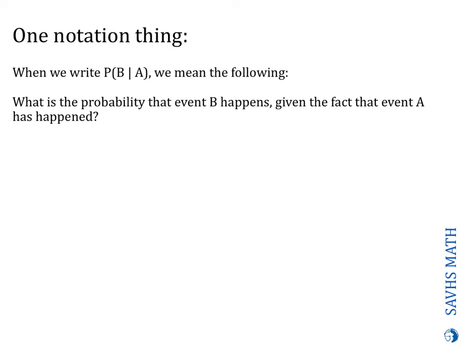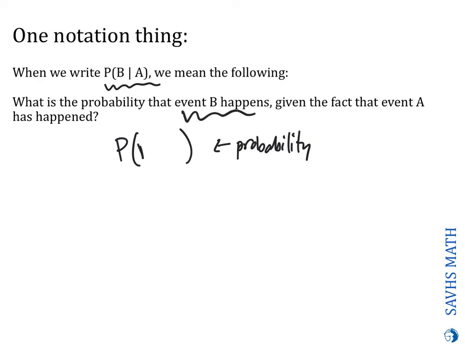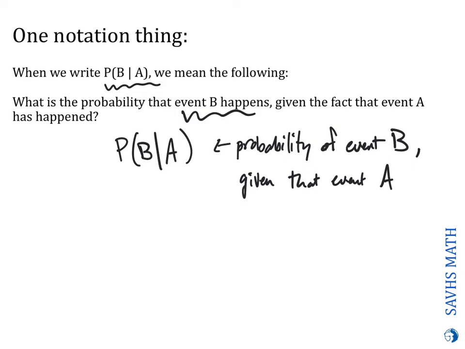Okay. Before we start using that contingency table, we need to just talk about one piece of notation. This notation right here, remember that P of something is probability. And so this right here says, what's the probability of B? Probability of B given that event A has happened.